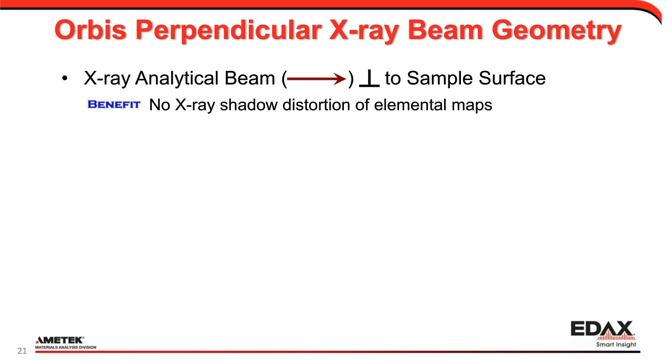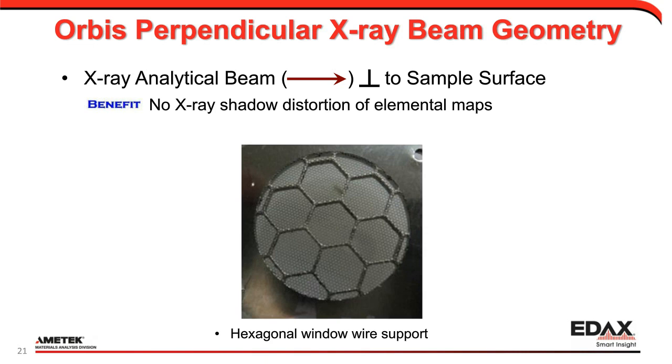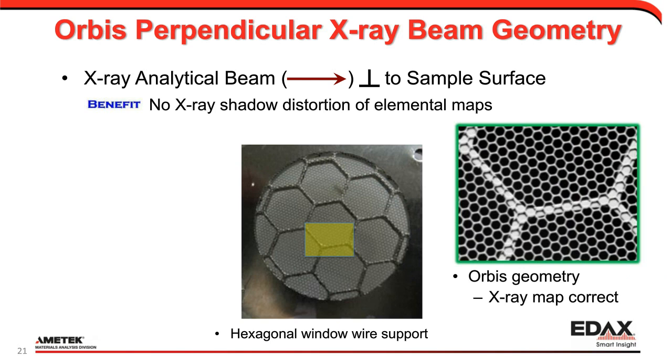So now let's take a look at that same elemental mapping scenario with the Orbis system, with the perpendicular X-ray beam geometry and the coaxial alignment of the X-ray beam and the video camera. There's the sample that we're measuring. We're measuring that exact same area. And you can see when we make an elemental image of that area, the elemental image is a correct representation of the sample that we're looking at.